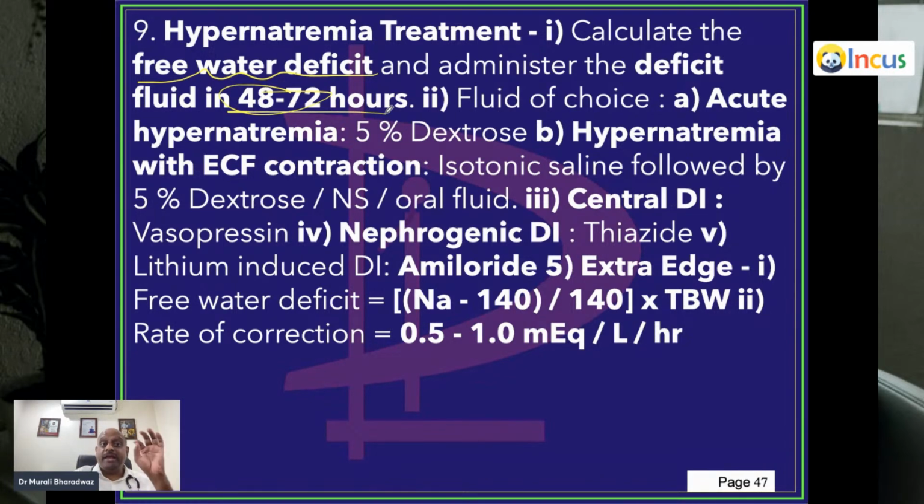Whenever there is an acute hypernatremia, it is the 5% dextrose which you choose. Whenever there is a hypernatremia with contraction of the extracellular fluid, then isotonic saline followed by 5% dextrose. Whenever central diabetes insipidus makes the ADH completely useless, then vasopressin is the treatment. If it is nephrogenic diabetes insipidus, we treat with thiazide.